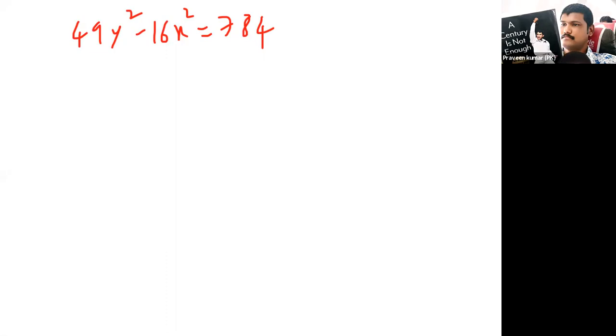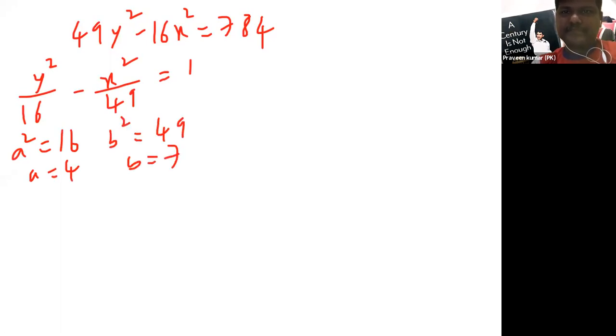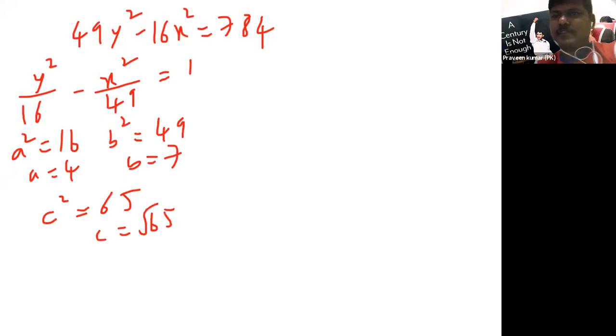Got the answer, everyone? Yes. y squared by 784 by 784 by 49, how much will you get? 16, no? Similarly, x squared by 49 equal to, first y is there, so it is on the y axis. a square 16, a is 4. b square 49, b is 7. Next, dear students, c square equal to 16 plus 49, 65. c is root 65.